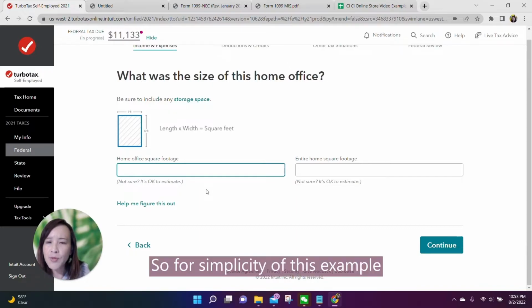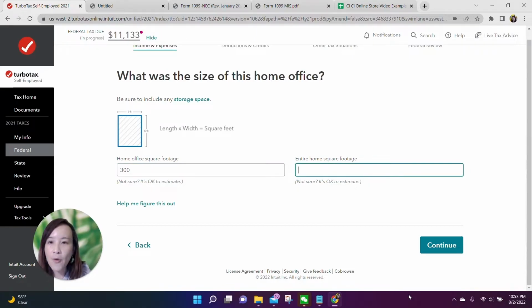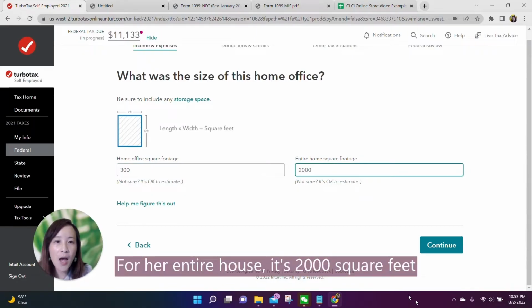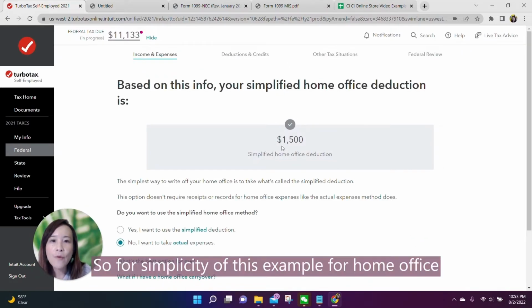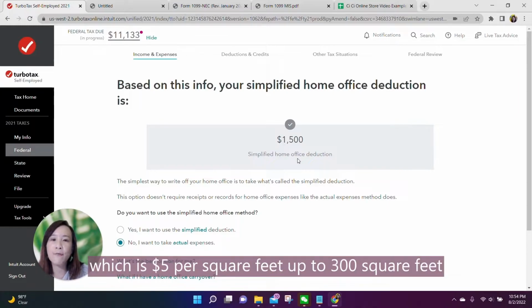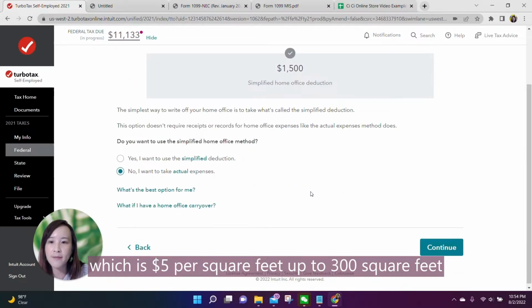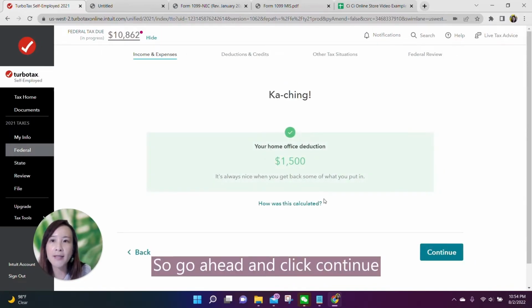Alright. So for simplicity of this example, I would go ahead and put her home office is 300 square feet. Her entire house is 2,000 square feet. So for simplicity of this example for home office, I'm gonna go ahead and use the simplified method, which is $5 per square foot up to 300 square feet. So go ahead and click continue.